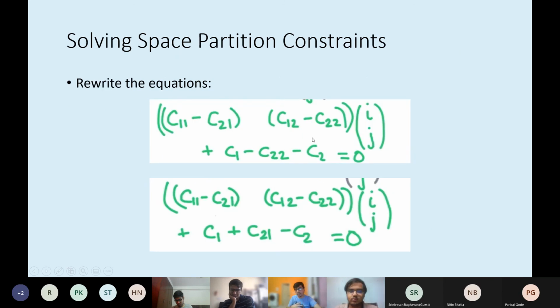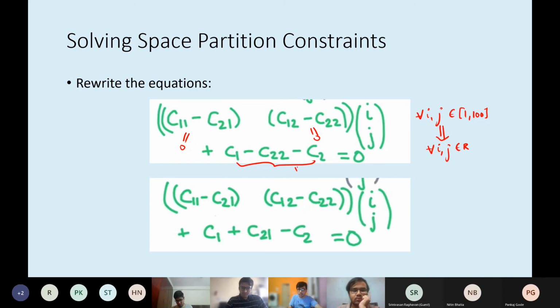Now we'll rewrite these equations by making the RHS 0 and taking all the matrices to the left hand side. Now these should hold for all values of I and j in the iteration space. Right now the iteration space is that they should hold for all values from 1 to 100. But what we'll do here is over approximate and say that these should hold for all real values, for all I, j belonging to R. If such a thing has to be satisfied, then it is clear that the coefficients of these variables and the constant coefficient have to be zero. So that's why we equate this to zero, we equate this to zero, and we equate this term to zero. Similarly, in the second constraint, we equate these terms to zero.